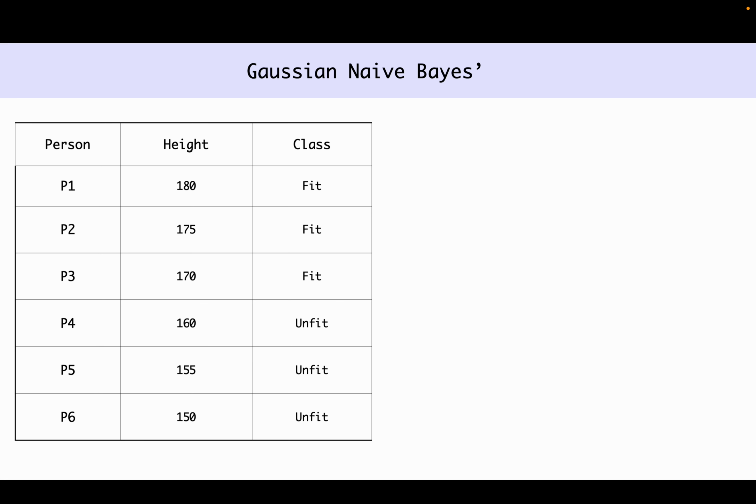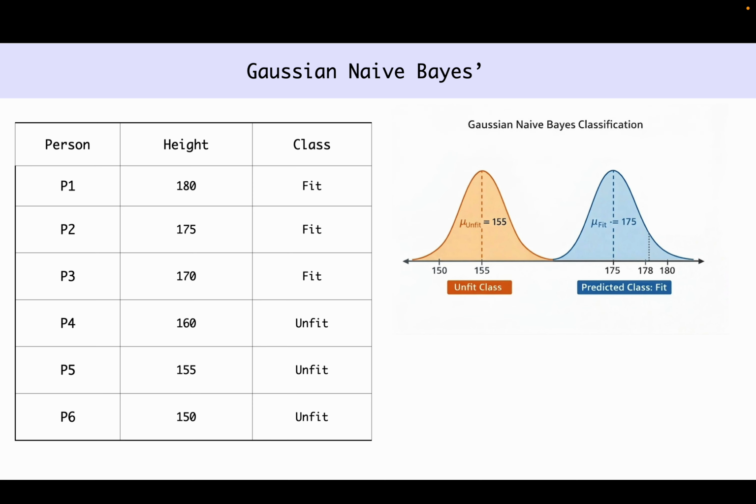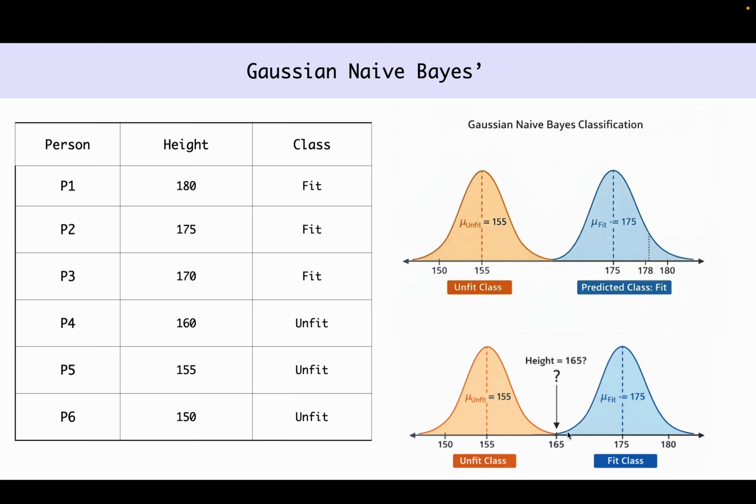Let us now see the overall summary. If it is 178, it is falling somewhere here. What if the value is 165, which is exactly in between? When it is exactly in between, or when the probabilities are the same, we cannot conclude whether it belongs to the unfit or fit class. So based upon the point at which it falls, we can determine which class the new data point belongs to.